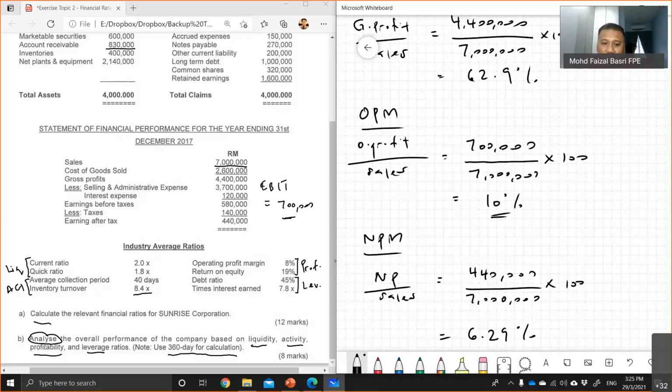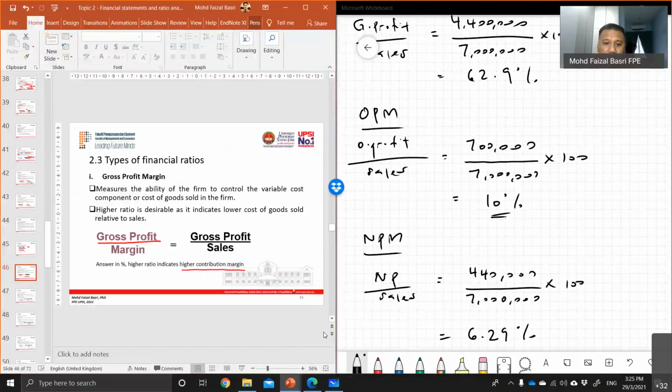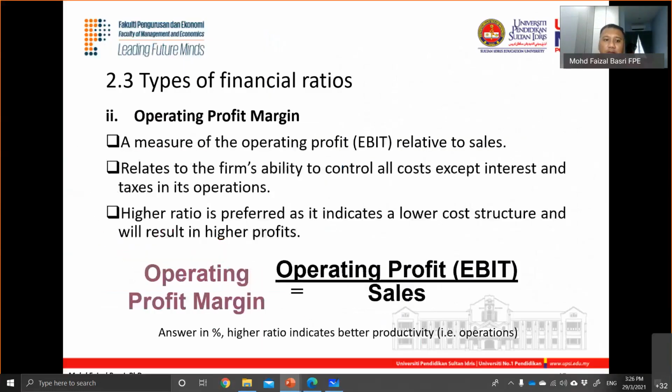So in this case, if we go back to operating profit margin here, it shows that the company, Sunrise Corporation, has a better productivity in terms of their operations, as compared to the industry average. So in terms of comparison, that's the only ratio that we can compare.